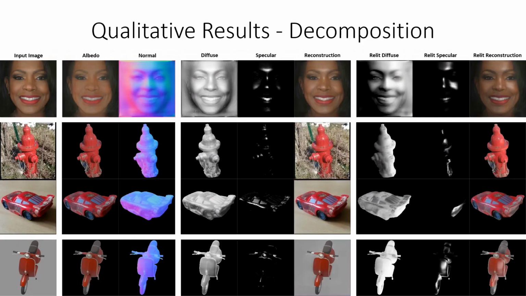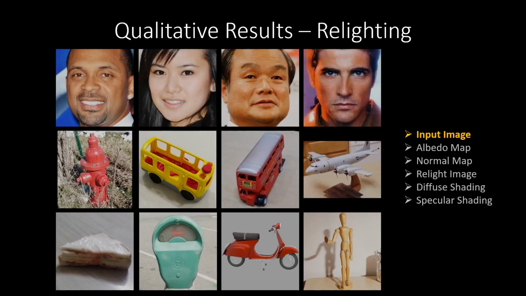Let's check out some results. On the left, you can see the input image, followed by the predictions. In the rightmost column, we depict shading and reconstruction under novel lighting conditions. The results show that our method is able to remove most lighting effects in the albedo map, capture the shape correctly in the normal map, and capture complex lighting effects very accurately in the shading maps. The reconstructions are very close to the input image. The relit results are also very realistic. Here, we perform relighting on a large number of examples.